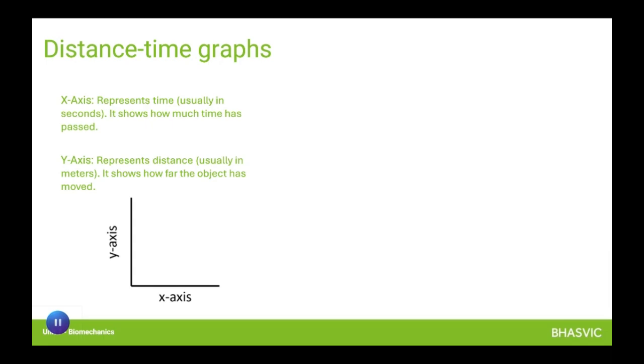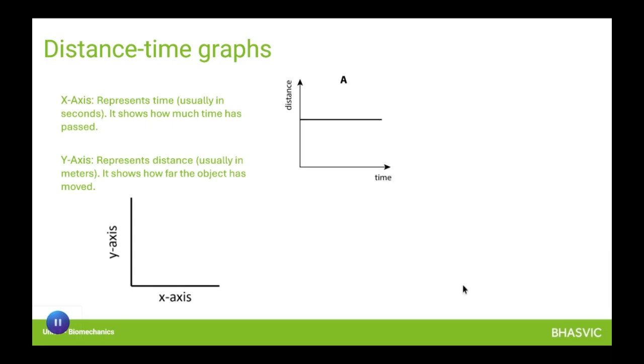The axes on the graph represent different things. The x-axis, which runs along the bottom of the graph, represents time, which is in seconds. It shows how much time has passed. The y-axis, which runs up the graph, represents distance in meters. It shows how far the object has moved.